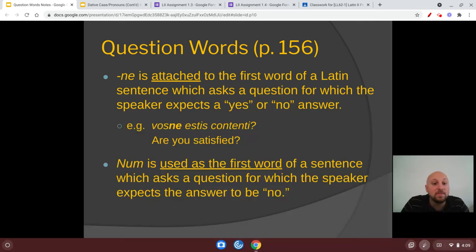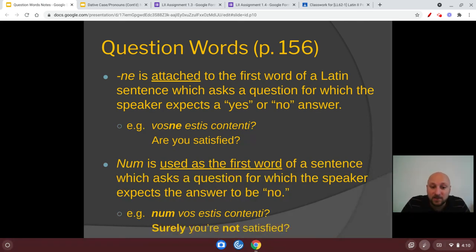Now, num is a little different. Num is the first word of a sentence which asks a question for which the speaker expects the answer to be no. And I'm going to get into more depth, as I said, when we get farther into Latin 2 here. But notice how you have to expect that the person is going to answer no. That doesn't necessarily mean that the answer will be no. For example, num vos estis contenti. It's the same question, only instead of attaching ne to the end of the first word, it's now you expect the answer to be no.